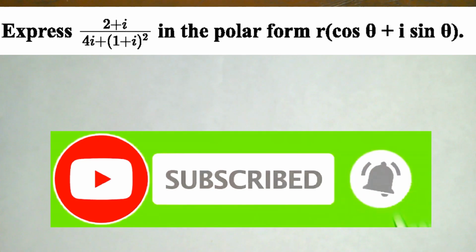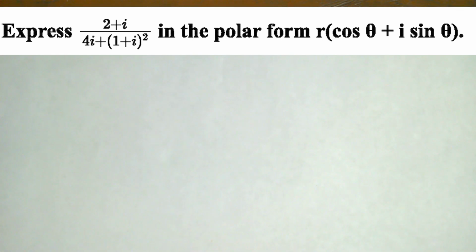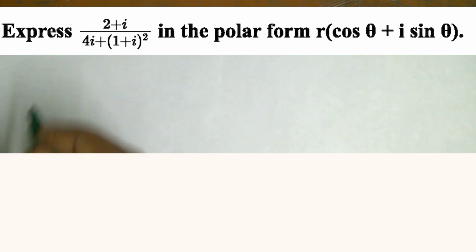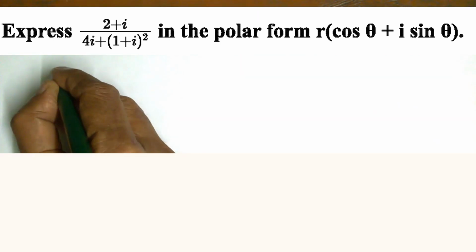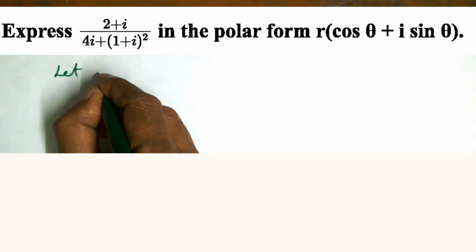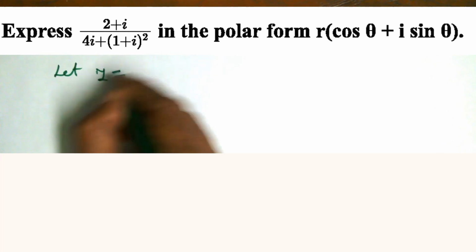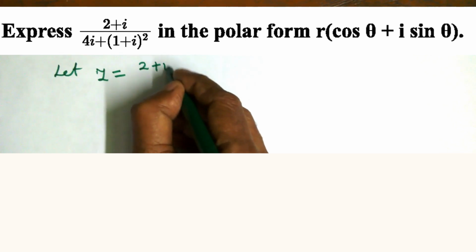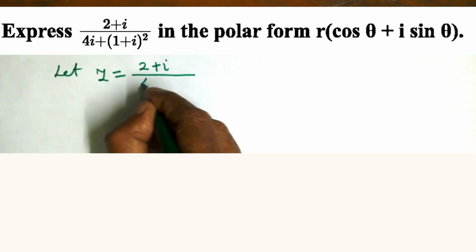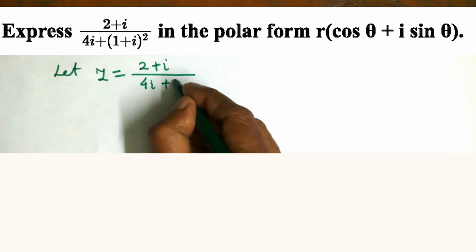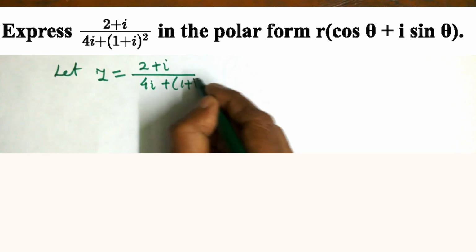Express (2 + i)/(4i) + (1 + i)² in the polar form, or in the form r(cos θ + i sin θ). Now solving the question, first write the given expression and let z = (2 + i)/(4i) + (1 + i)².